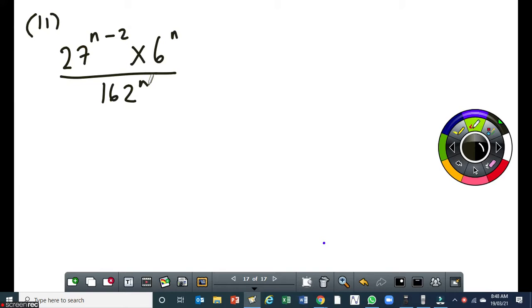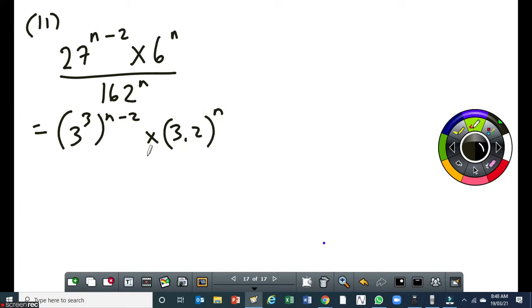Now, when you are doing this question, as I told you yesterday and the day before, you must convert all your bases to prime bases first. So I have to convert the 27 to a base of 3, that's 3 cubed, raised to the power of n minus 2, times 6, which is the same as 3 times 2, raised to the power of n, all over 162, which is the same as 81 times 2. Okay, and we know that 81 is the same as 3 to the power of 4.